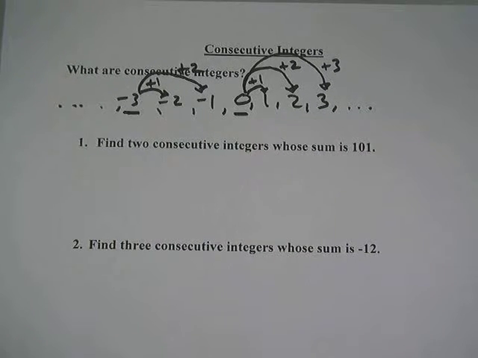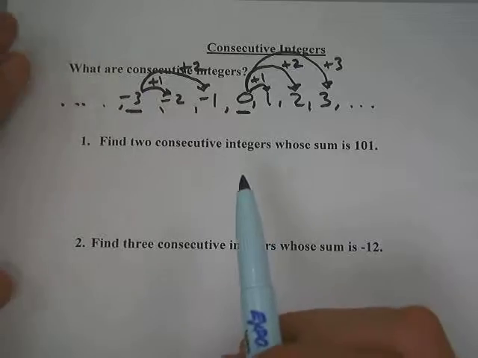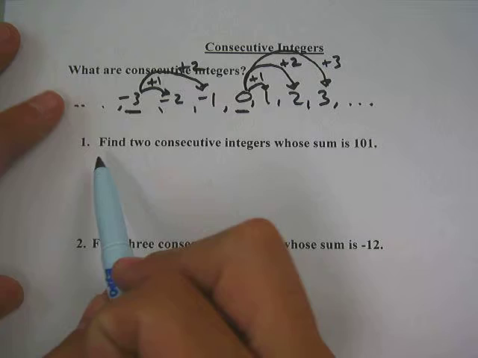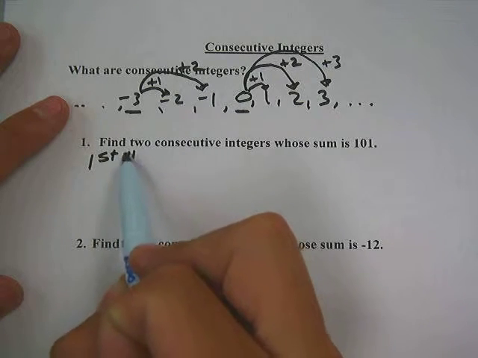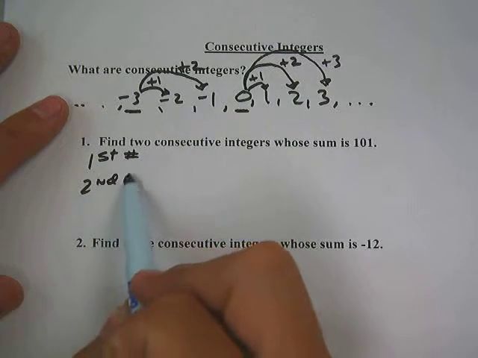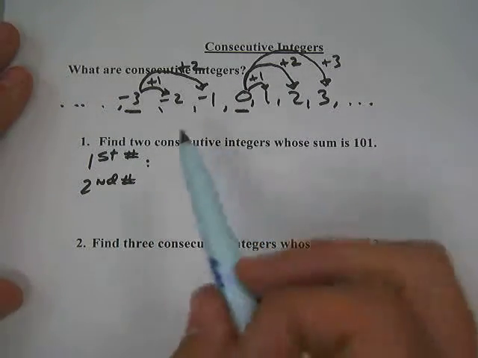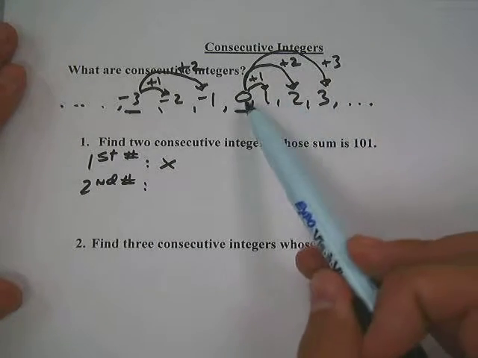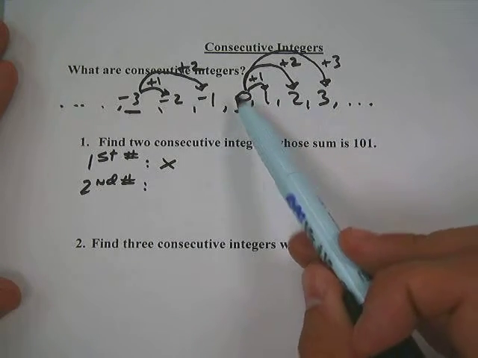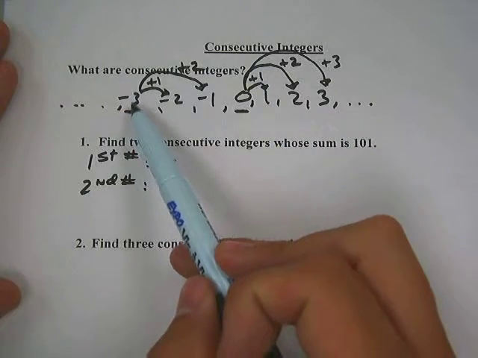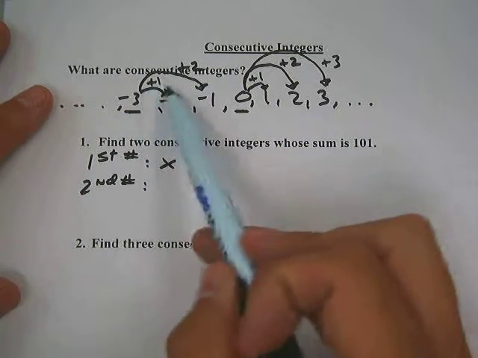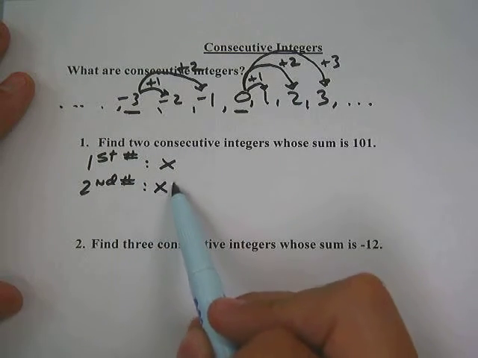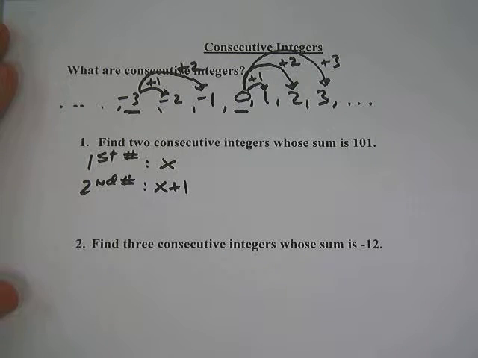So when it says find two consecutive integers whose sum is 101, we're going to define some variables. Since we're talking about two consecutive numbers, we have our first number and our second number. Our first number, we don't know what that is, so we're just going to talk about it in terms of x. Now for our next number, when we looked at 0 and went to the next number, we had to add 1. Or over here, at -3, we went to the next number and added 1. So if my first number is x, the number right after that will have to be x plus 1.